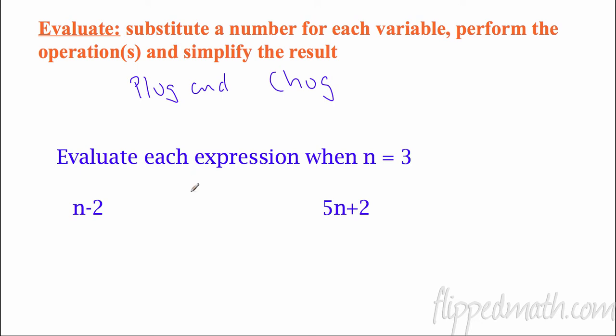All right, so the first one here I have n is 3. So when I come down here, instead of n, I'm going to put 3. So 3 minus 2, and I know that 3 minus 2 is 1. This is the substitution part.